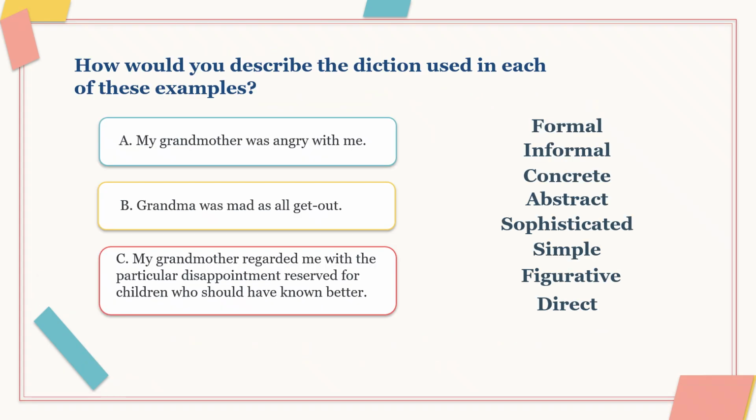How would you describe the diction in each of these examples? A, my grandmother was angry with me. B, grandma was mad as all get out. C, my grandmother regarded me with the particular disappointment reserved for children who should have known better. I'll pause right here and let you figure it out.